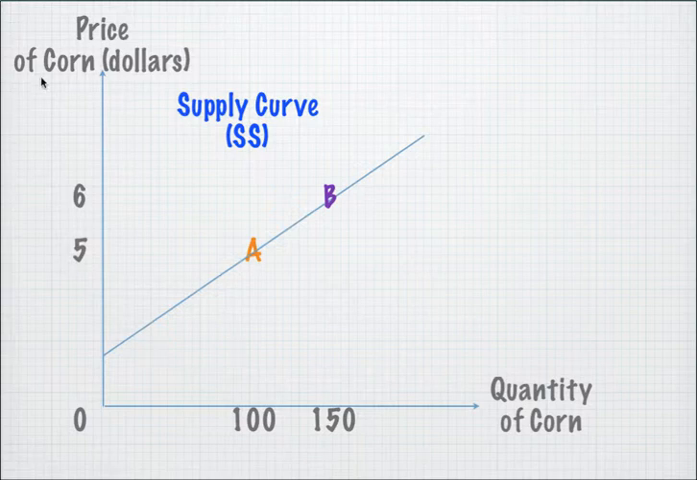Okay, so now we look at a diagram. Again, a supply curve. So as the price increases from $5 to $6 for corn, we expect that producers will increase their quantity produced from 100 to 150.